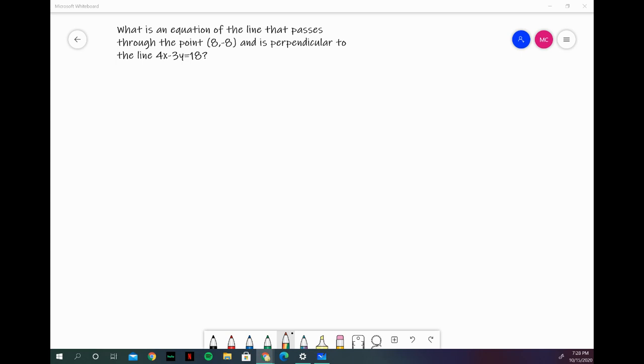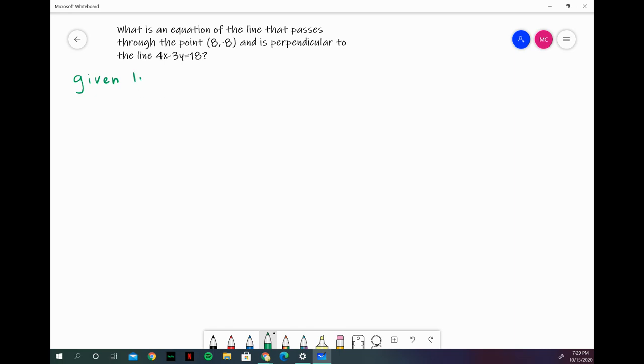What is an equation of the line that passes through the point (8, -8) and is perpendicular to the line 4x minus 3y equals 18? The first step is to find the slope of the given line, and I can do that if I write it in slope-intercept form.